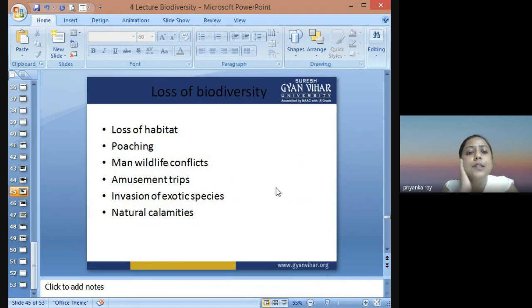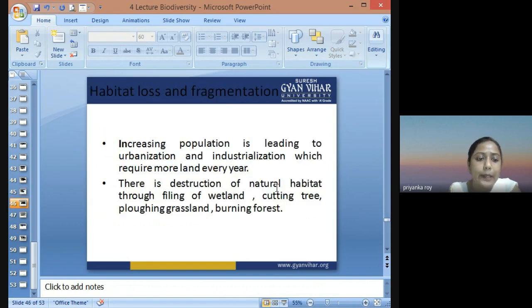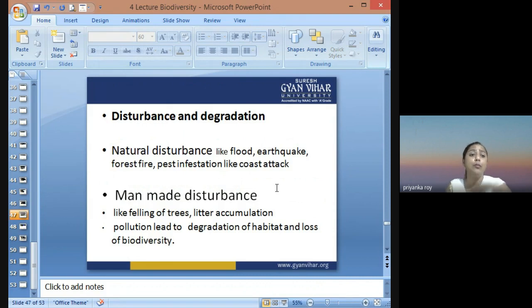Now, loss of biodiversity, loss of habitat, poaching, animal-wildlife conflict, amusement strips, then invasion of toxic species, invasion of unwanted species into an area, like I have given you an example of kikar, that is the African acacia tree. Then natural calamity. It can also trigger natural calamity once you have no value or no conservation left to conserve the biodiversity. Habitat loss and fragmentation will also increase the reduction of biodiversity and will bring you to the brink of more natural calamity in your pathway.